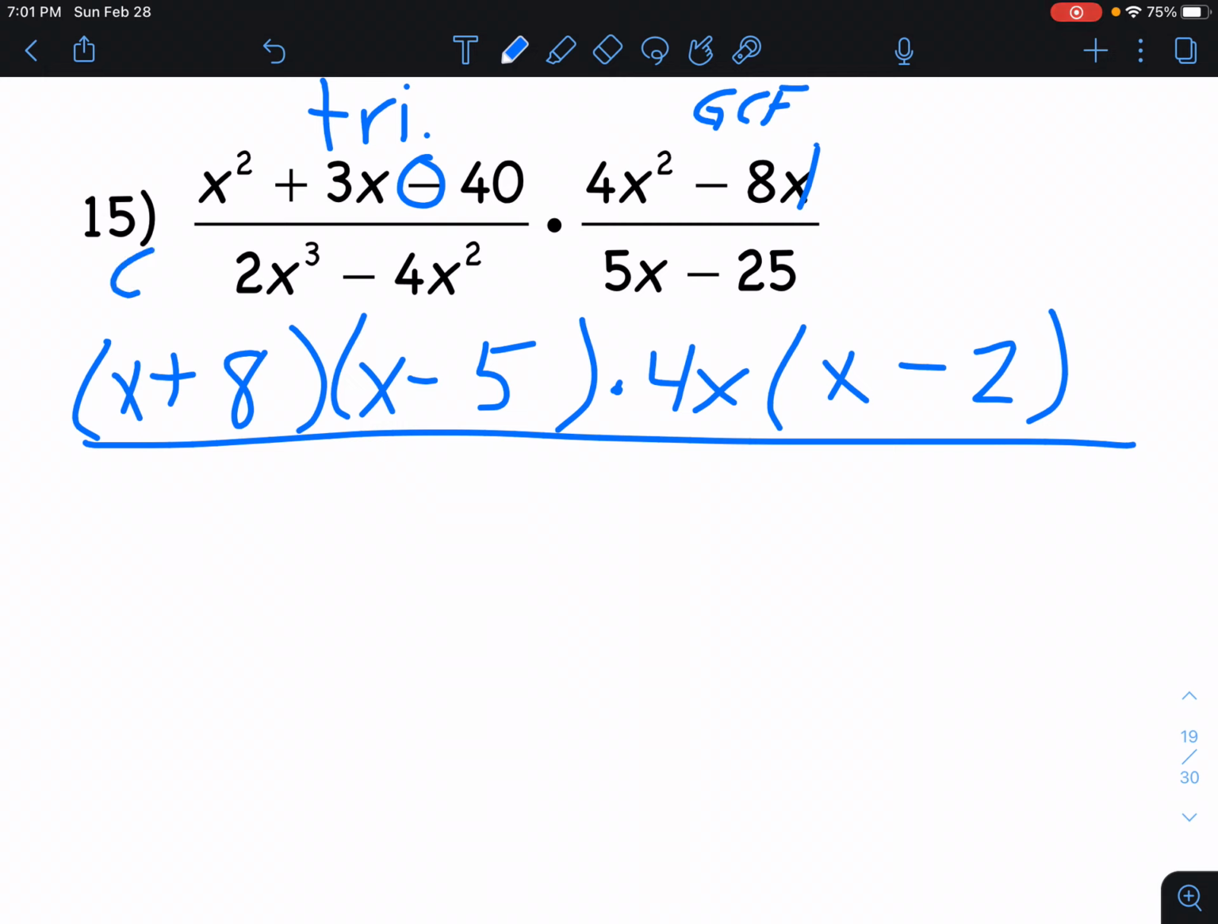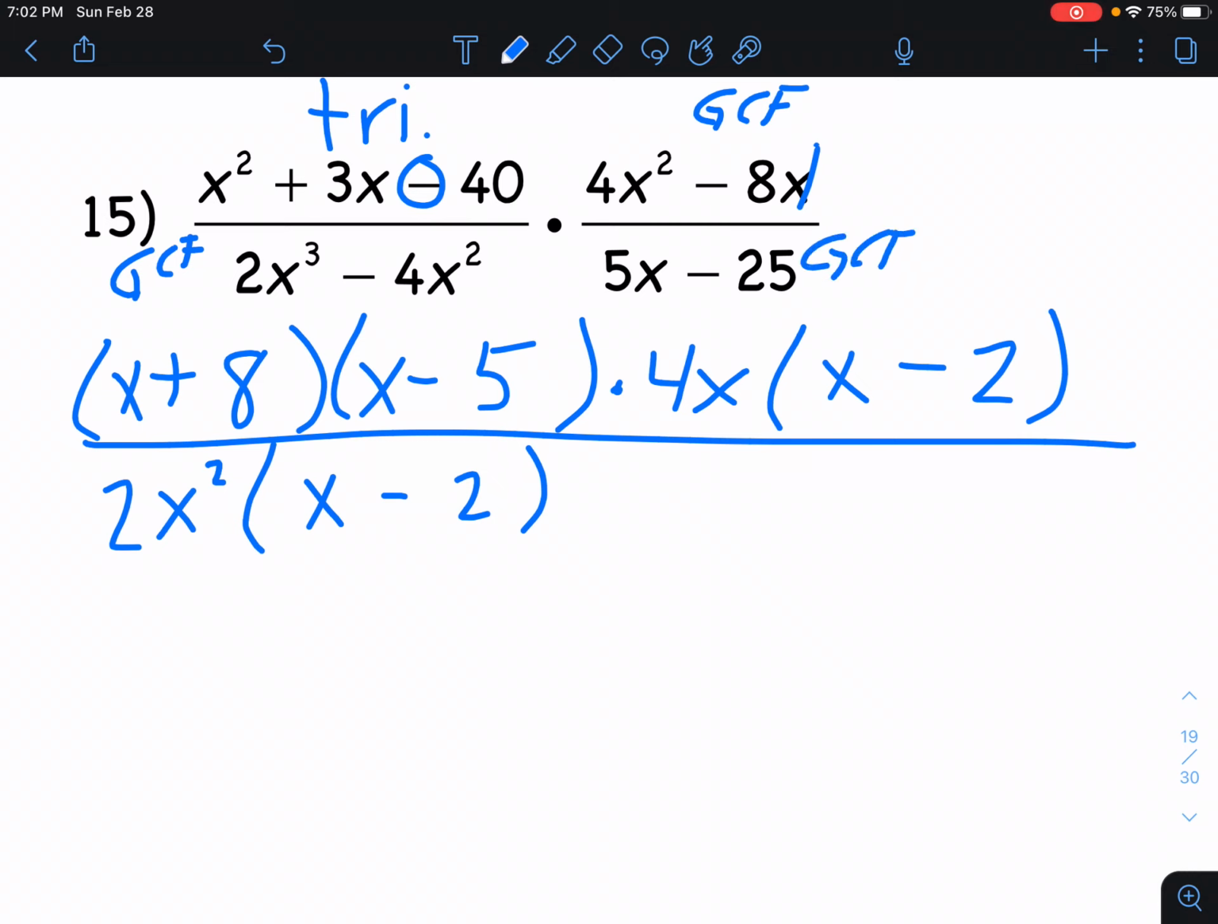On the bottom left is also a GCF. The GCF is 2x to the second. And then divide carefully by the 2x to the second. 2x to the third divided by 2x to the second is 1x. Minus 4x to the second divided by 2x to the second is just a 2. The x squareds cancel out.